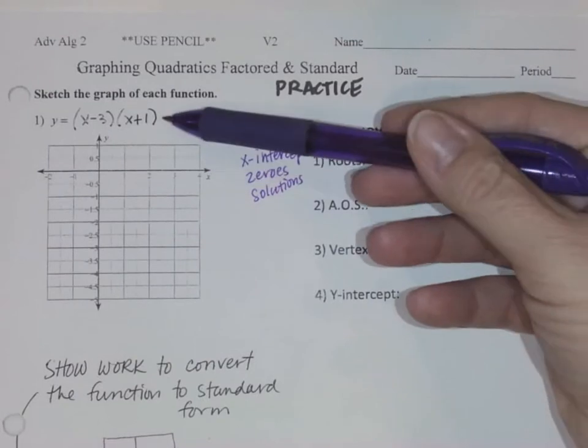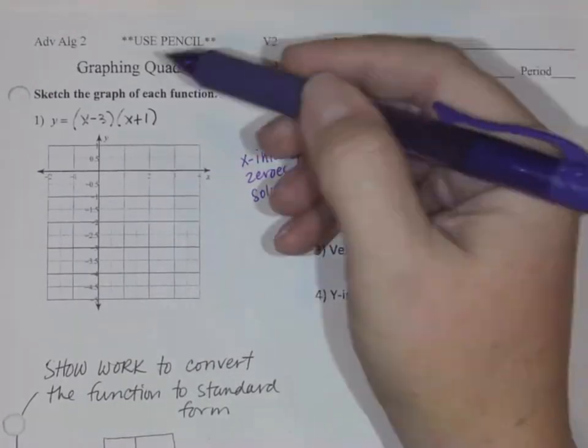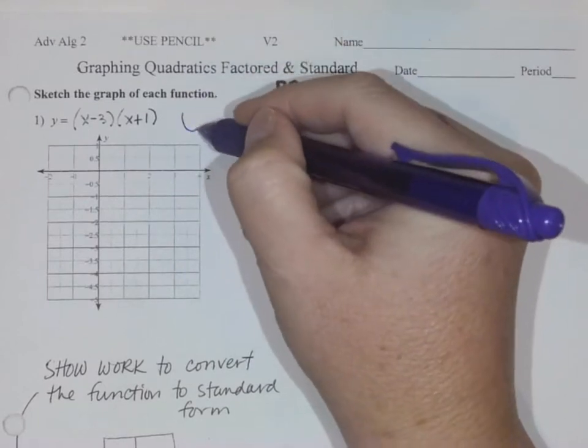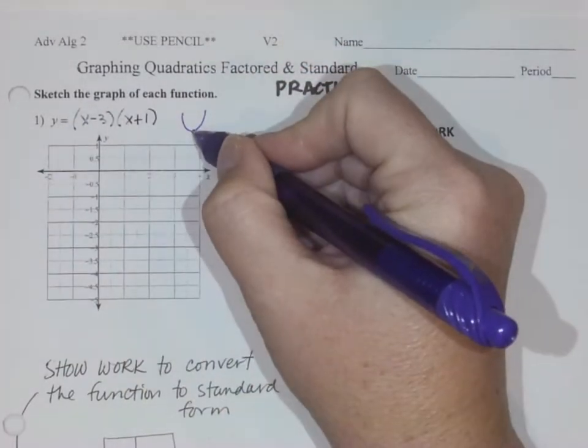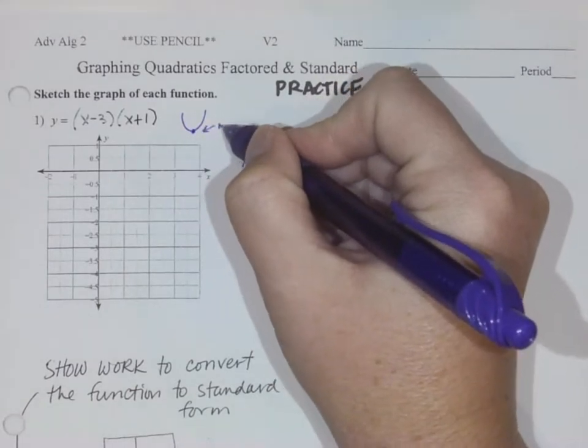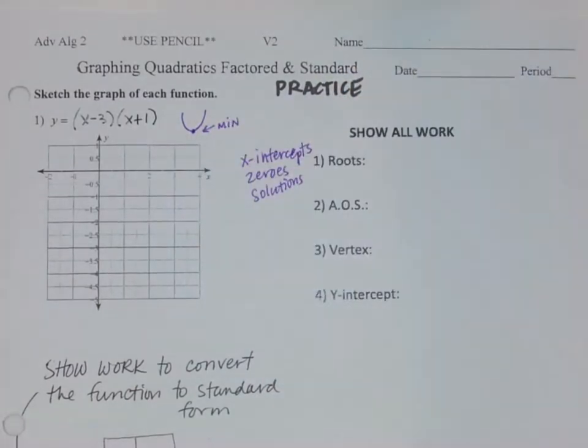Now I'm going to look and see, is this graph going to be an upward facing or downward facing graph? The reason I know it's going to be an upward facing graph is because there's not a negative sign in front, and that means that we would be finding a vertex which would be a minimum, because the very bottom point there would be considered our minimum.